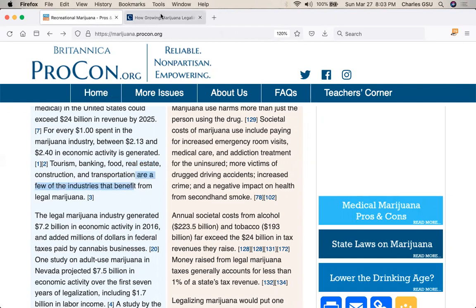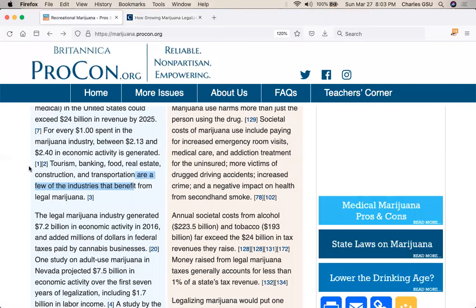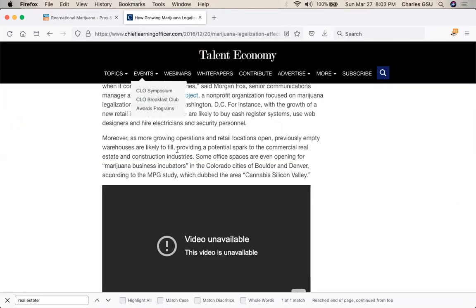Okay, so the article actually says, right, that it's all conjecture. It's "are likely to fill," right, "are likely to," potential spark in real estate. So that's a pretty significant difference, right? Here, the pro-con is saying that it is a benefit. And the actual article, the original, says, well, it could be a potential benefit.